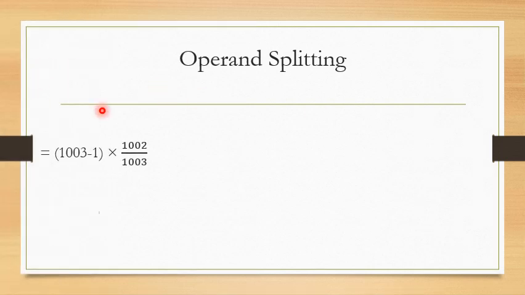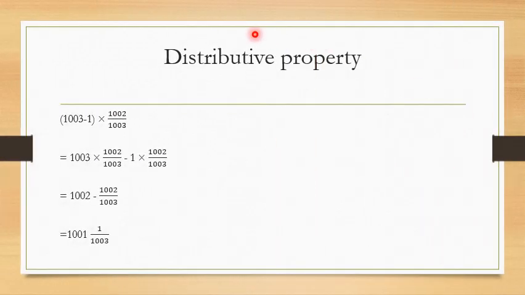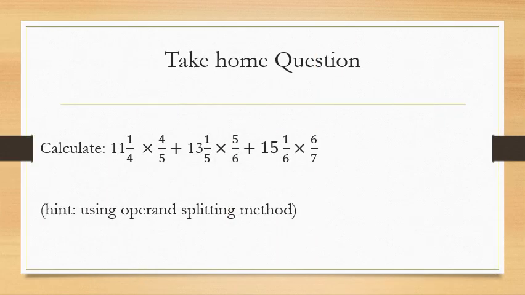we can replace 1002 with 1003 minus 1 and use the distributive property of multiplication to multiply the fraction with every number. Now 1003 here gets cancelled and 1002 remains. And minus 1 times the fraction still gives us the fraction. So as a final answer we have 1002 minus 1002 over 1003, which gives us 1001 and 1 over 1003 as a final answer.